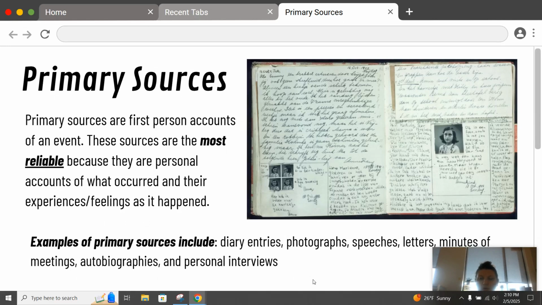Other examples are photographs, speeches. So think of like Dr. Martin Luther King Jr.'s speeches, presidential speeches, letters written, minutes of meetings, autobiographies. So those are texts written about someone's own life by that person themselves, and then personal interviews.